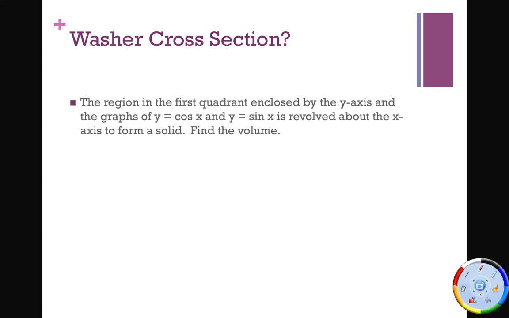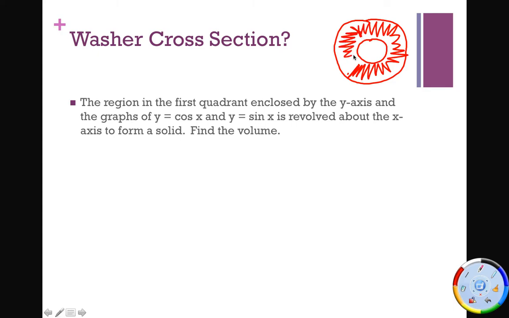What about a washer cross section? A washer, not a washing machine. A washer looks like this, the stuff mechanics use and builders use. Okay, a washer looks like this, where this is the stuff and the middle is empty.